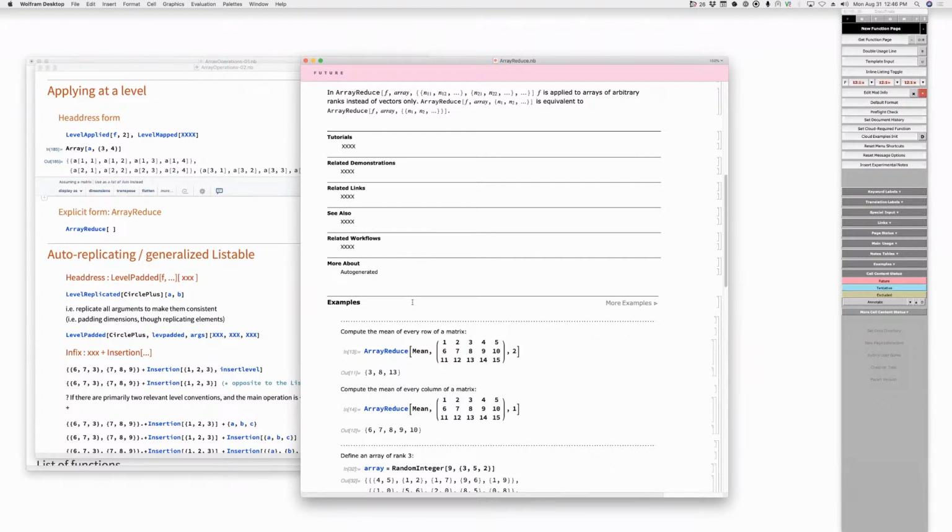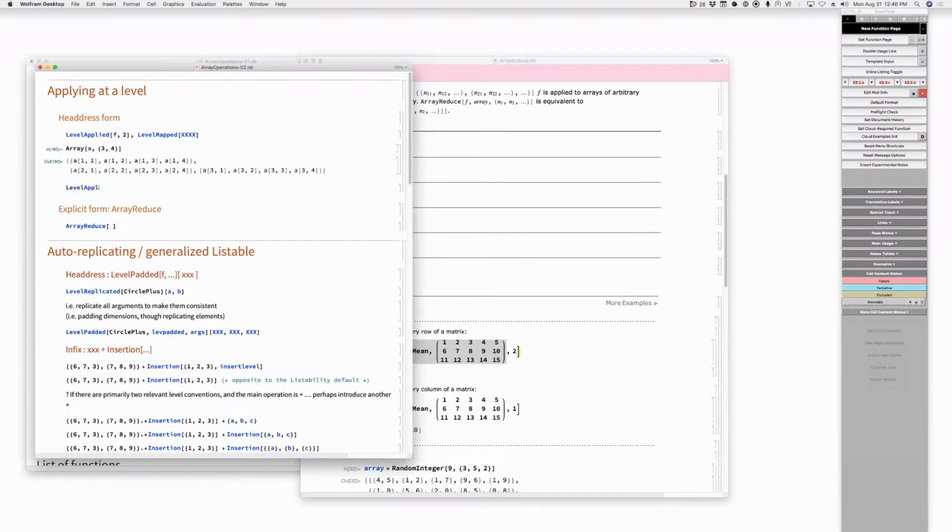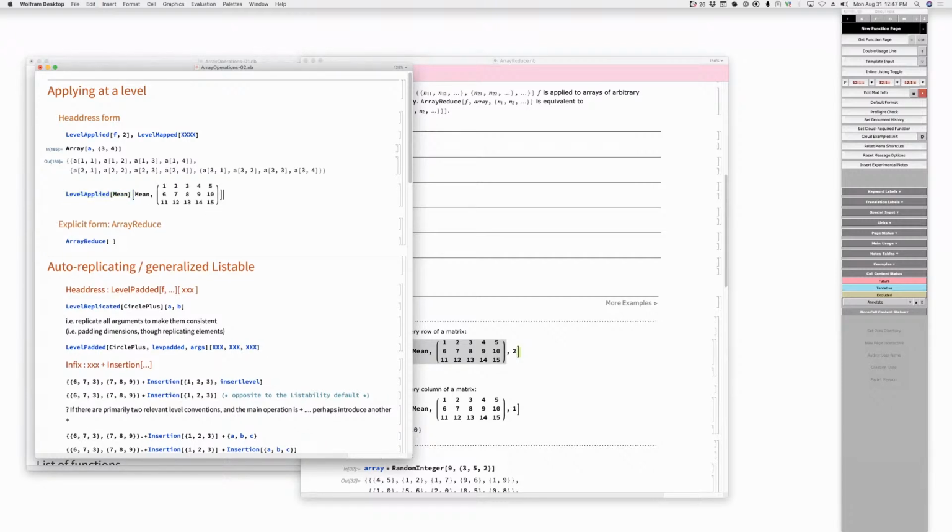Okay, let's try to understand these usages and then try to understand the headdress form. The headdress form, we have an array. Let's take this example here, okay? And let's look at the headdress form of this. And so we want to say level applied of mean onto this, okay? And what does that mean? That means that what we want to do is take, let's see, mean normally.